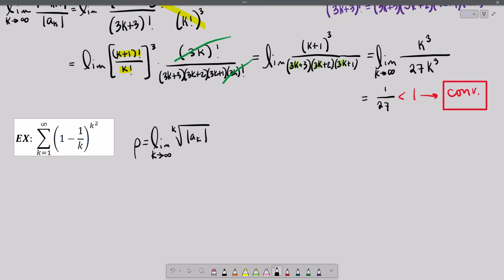So when we take the kth root of all of that, we end up with 1 minus 1 over k to what power? To the k. The kth root, we have k squared times 1 over k, which is going to leave us with a single k right there.